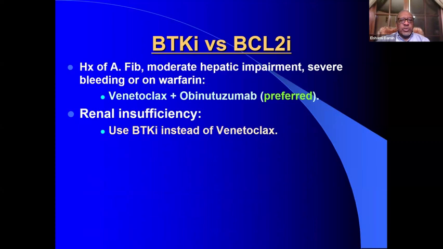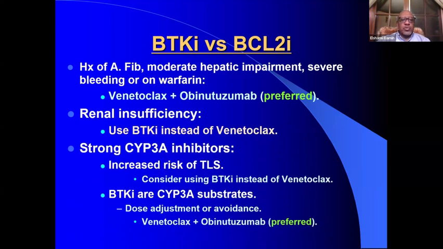For a patient with renal insufficiency, use PTKI instead of venetoclax. For a patient on strong CYP3A inhibitors, honestly, I don't remember all these drugs. So just run a drug interaction check to choose your medication between PTKI or BCL2, because both of them are effective, but you need to choose the right drug.